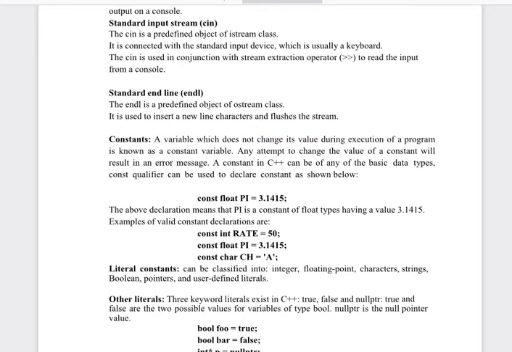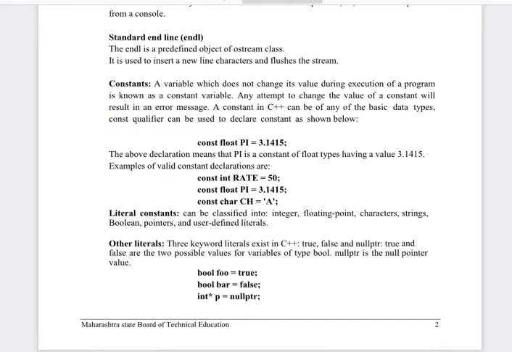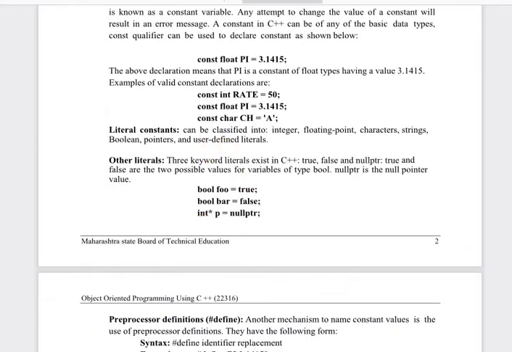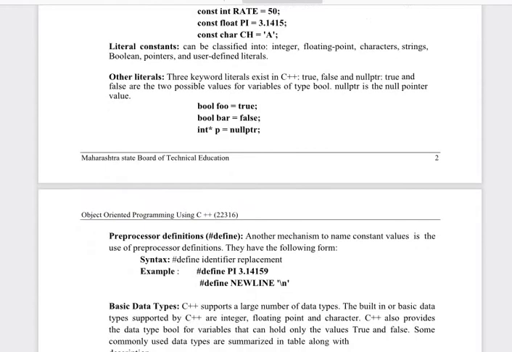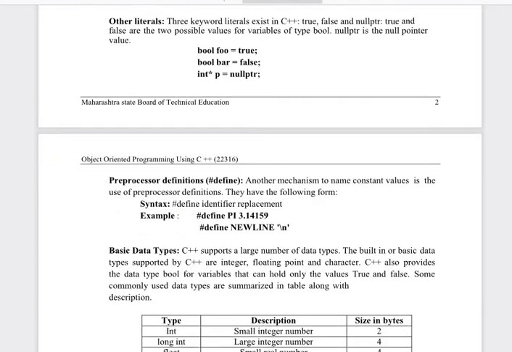Next, what is a constant? A variable which does not change its value during execution of a program is known as a constant. We have already seen this in the first chapter. So literal constants, and other literals. Now preprocessor definitions, #define. Another mechanism to name a constant value is the use of preprocessor definitions, like #define is a preprocessor definition.